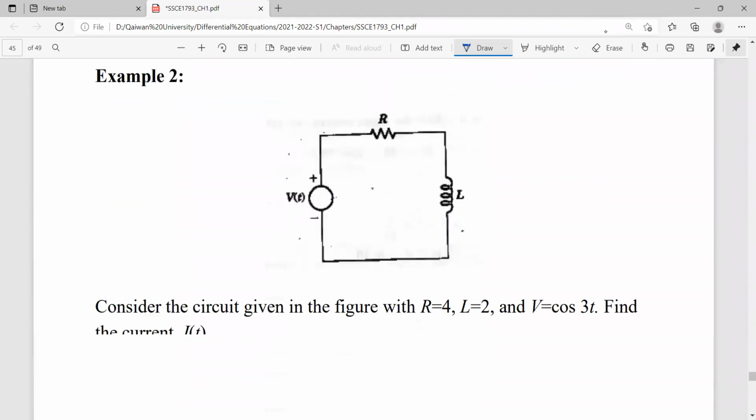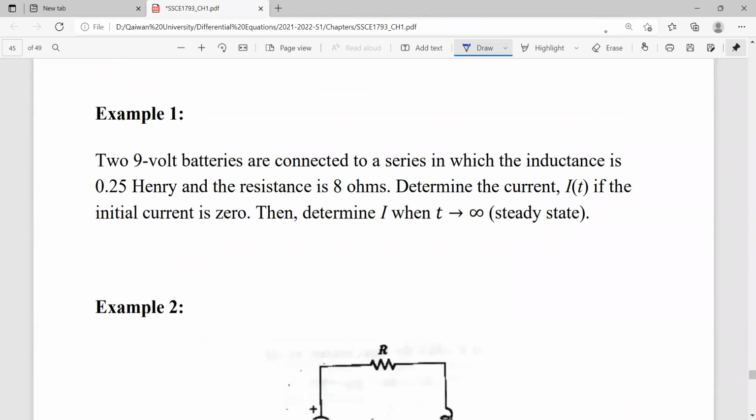Here we have an example. Oh, there is no space here. Let me make a space here.